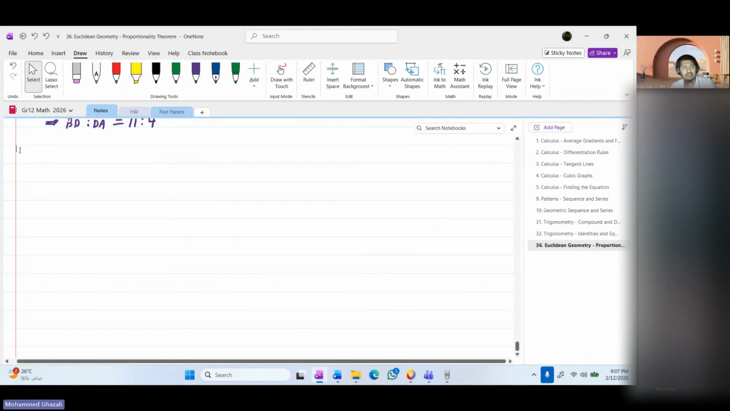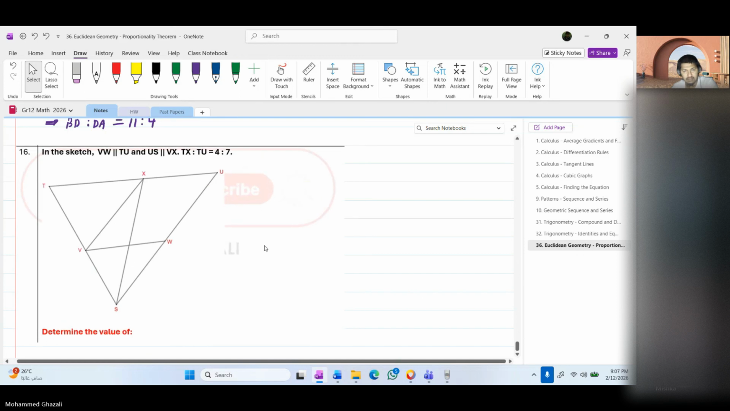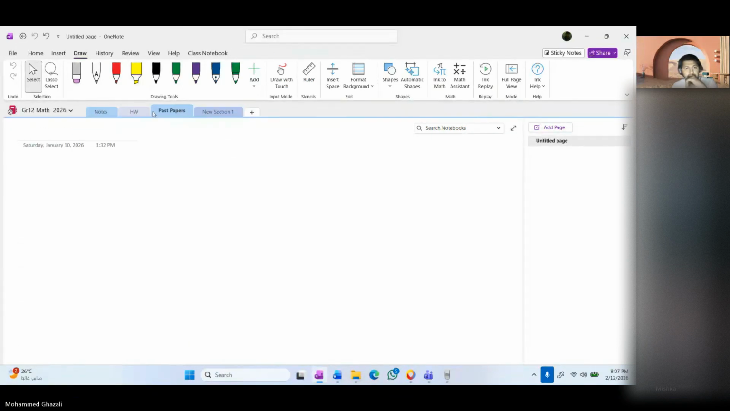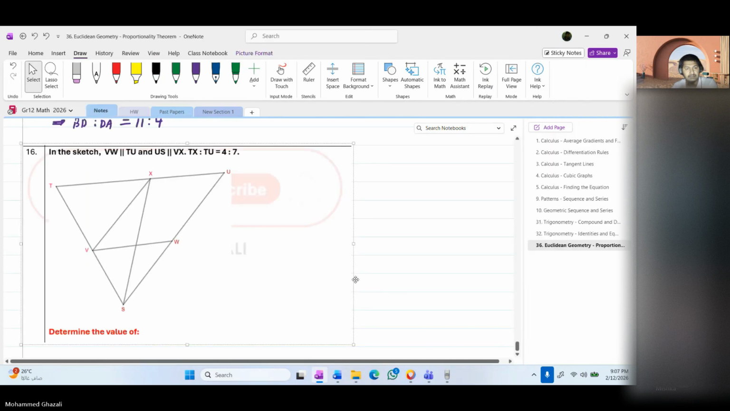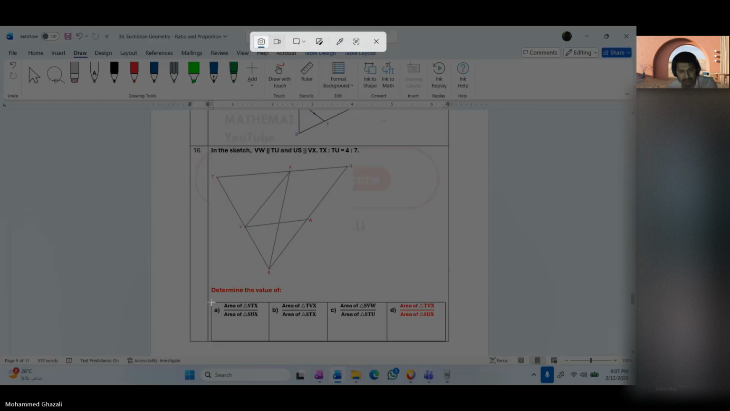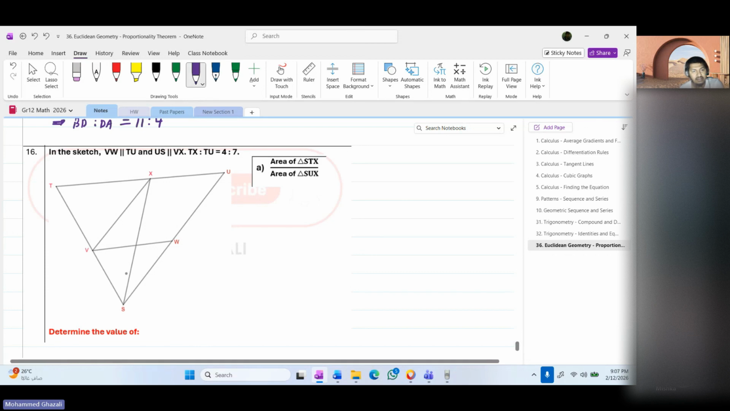Right, so one question at a time. All right, so we want to determine the value of... just copy this to a new page. Determine the value of, I think we want to find a ratio of areas. Right, so we can find the ratio of this area here, area of triangle STX, but read the story.